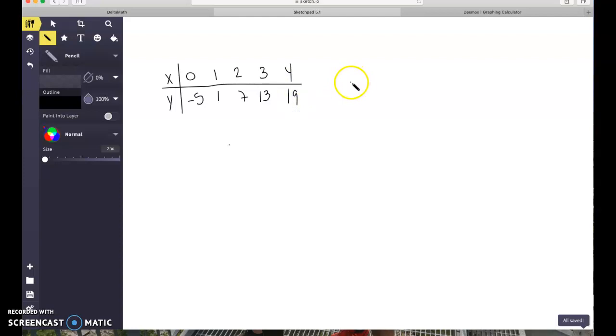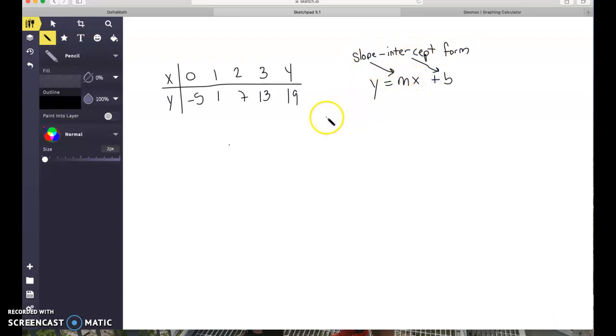So I know my general form for an equation of the line is y equals mx plus b. And this is actually, it's not general form, it's slope-intercept form, where m is my slope and b is my y-intercept.